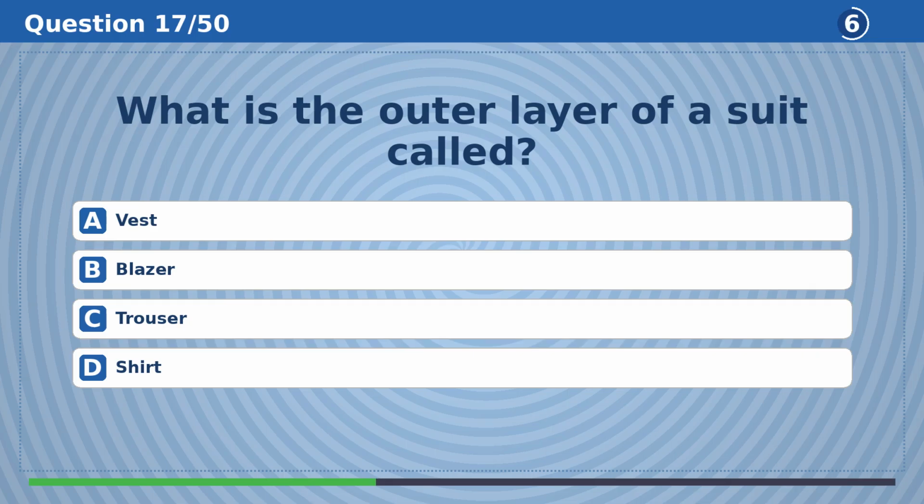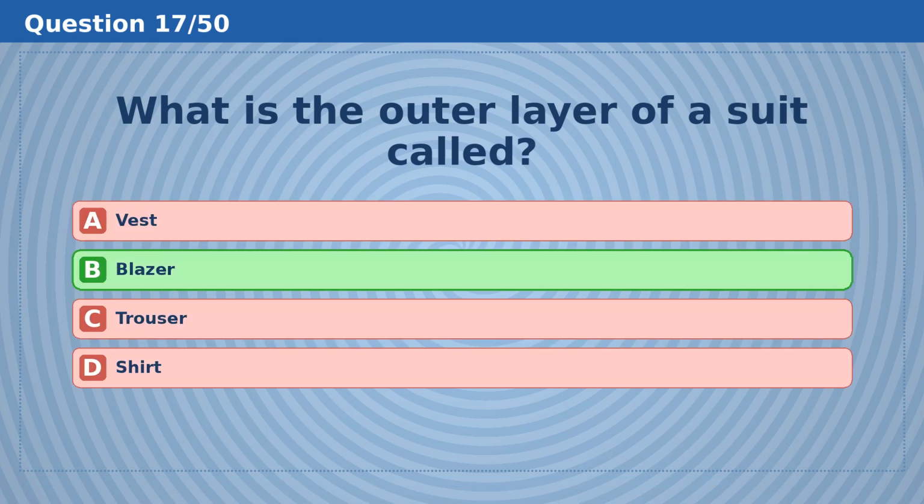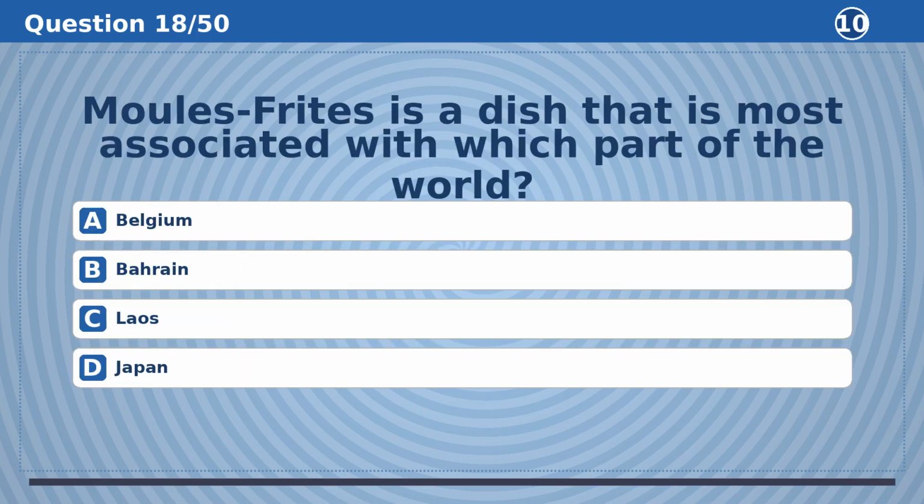What is the outer layer of a suit called? The answer is B, blazer.